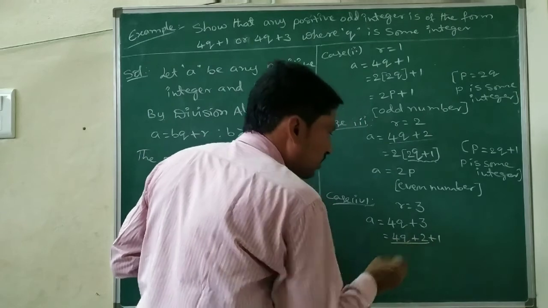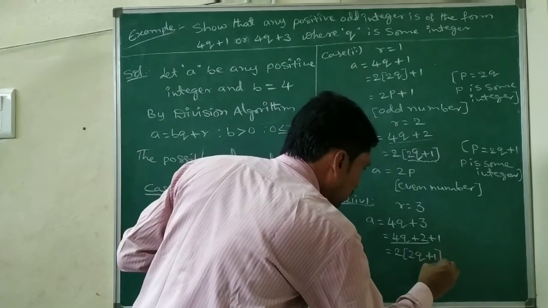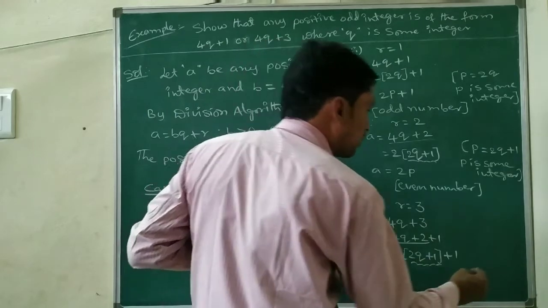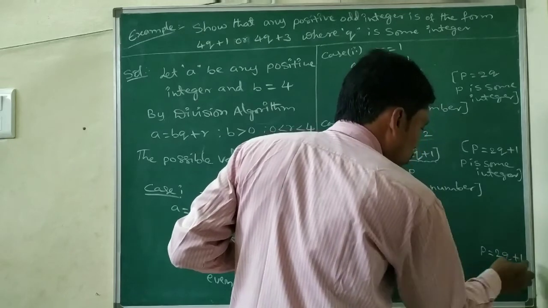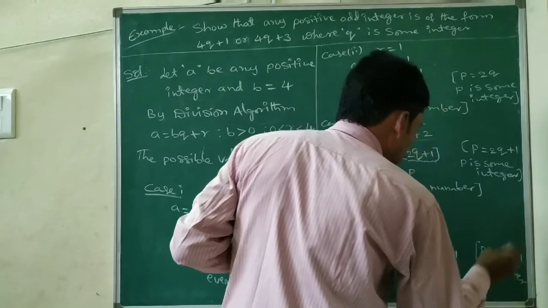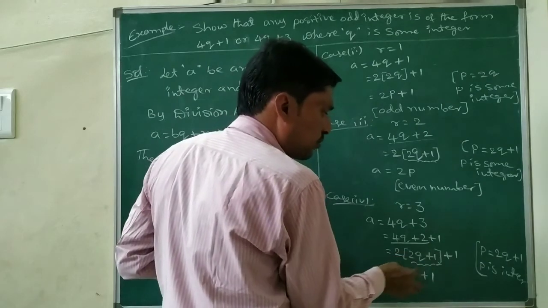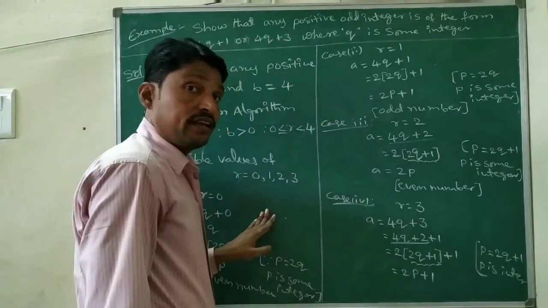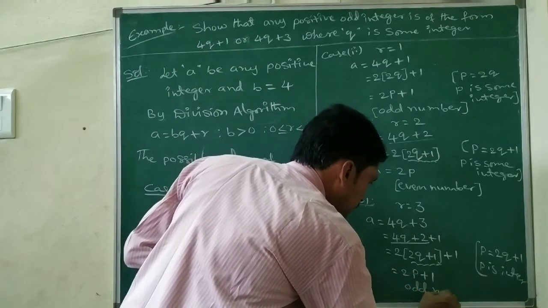So up to here, 2 you can take common. I took 2 common: 2 times q plus 1, plus 1 as it is. Here the bracket is q plus 1, and that q plus 1 you can take as p. So p equal q plus 1. P is some integer. So that value is 2p plus 1. Instead of q plus 1 we can take p. So we got here 2p plus 1. 2p plus 1 is the general form of an odd integer. So we are getting an odd number.